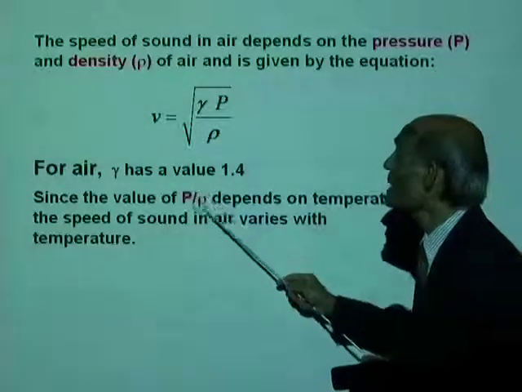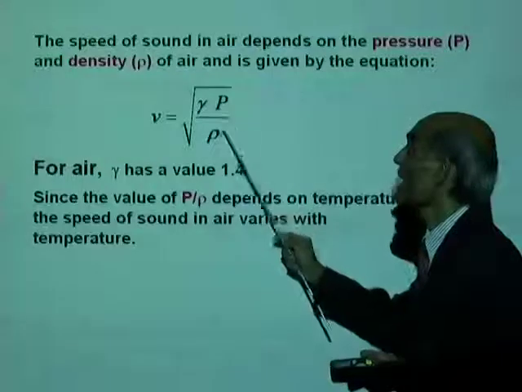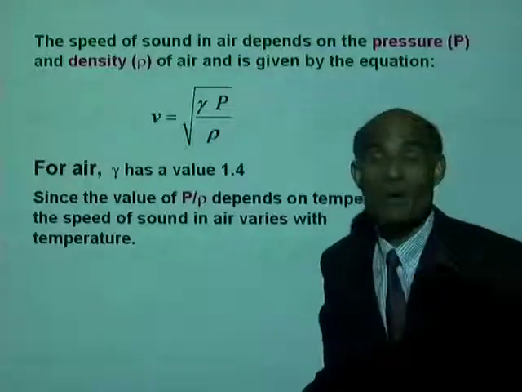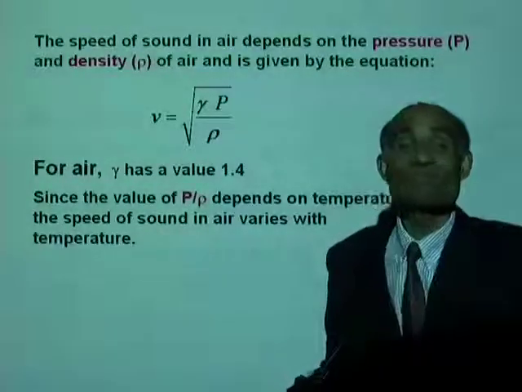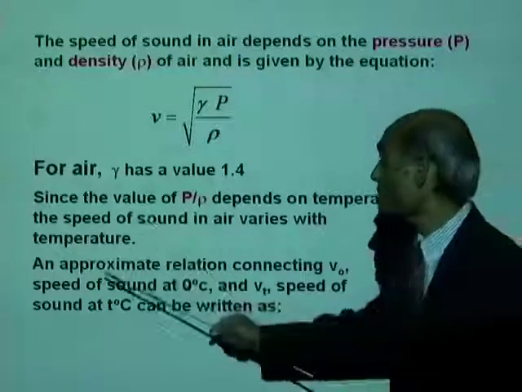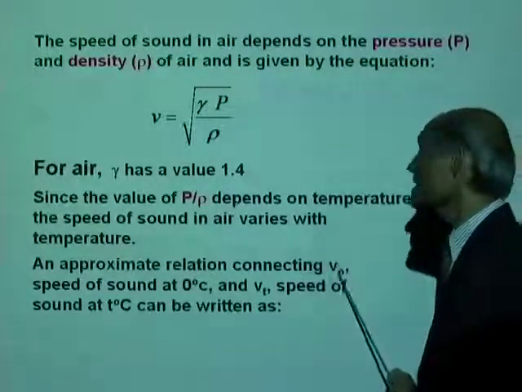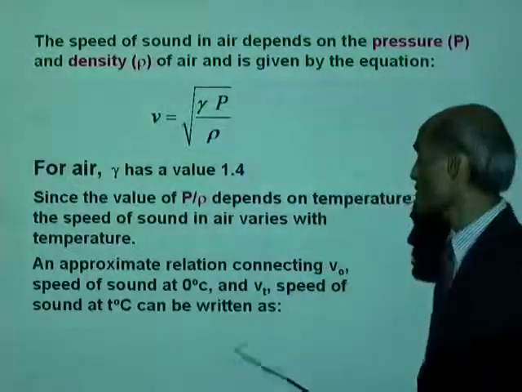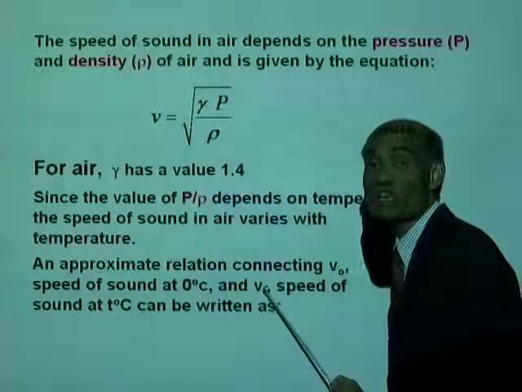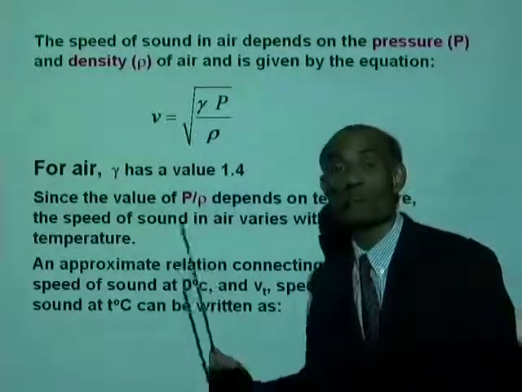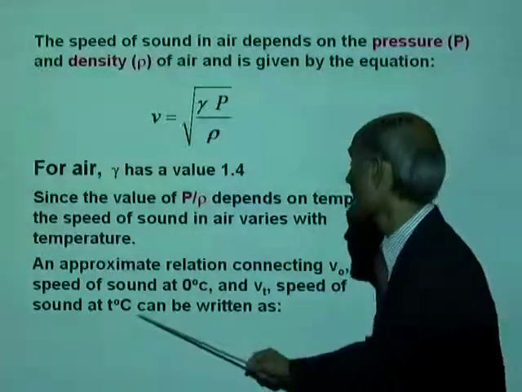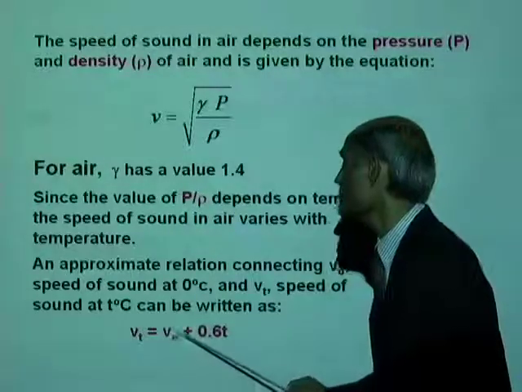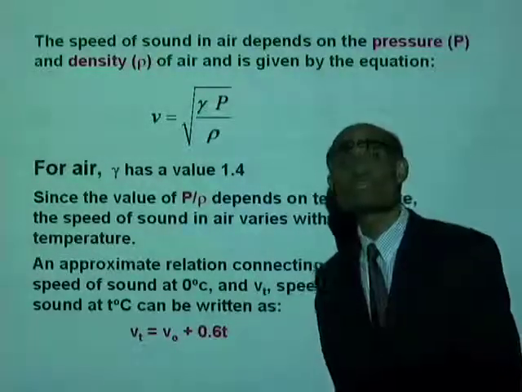Since the value of P divided by rho, pressure divided by density, depends on the temperature, the speed of sound in air will vary with temperature. Now, an approximate relation connecting V0, V0 stands for the speed of sound at 0 degrees Celsius, and VT, V sub T, stands for the speed of sound at T degrees Celsius, can be written as V sub T equal to V0 plus 0.6 T.